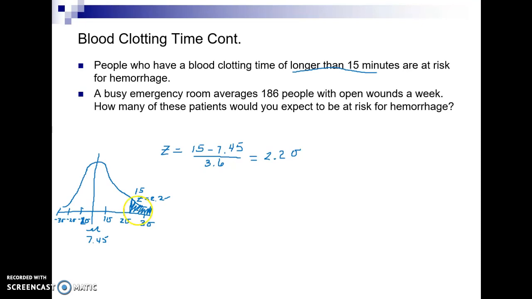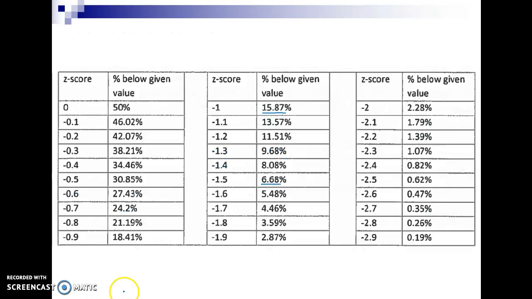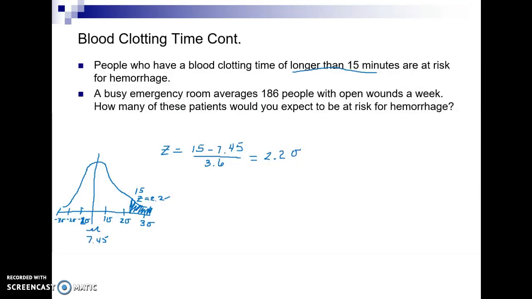So in order to figure out a percent, I have to look that up on my chart. So I go back. This time I'm looking for 2.2 and I get 1.39%. So I take that to my problem. And this translates to 1.39%. And that is my shaded area right here, 1.39%.